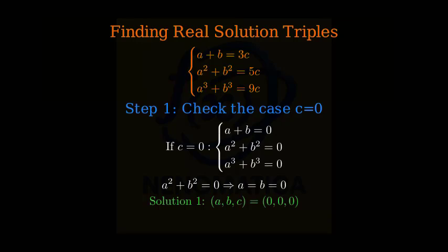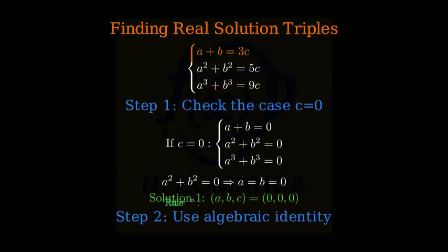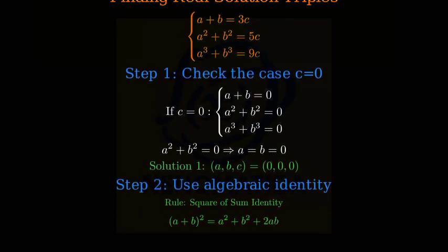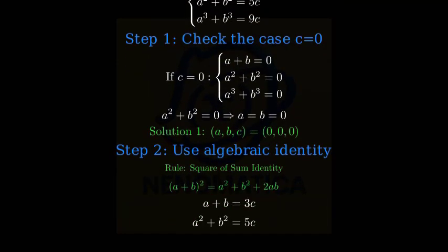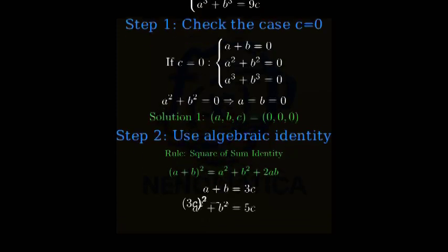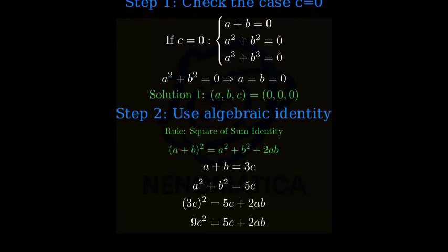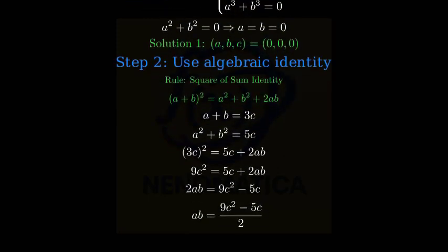Now, let's use an algebraic identity to find more information. We know that a plus b squared equals a squared plus b squared plus 2ab. From our system, we know a plus b equals 3c and a squared plus b squared equals 5c. So we can replace these in our identity. 3c squared equals 5c plus 2ab. Simplifying, 9c squared equals 5c plus 2ab. Now we can solve for ab. ab equals 9c squared minus 5c, all divided by 2.